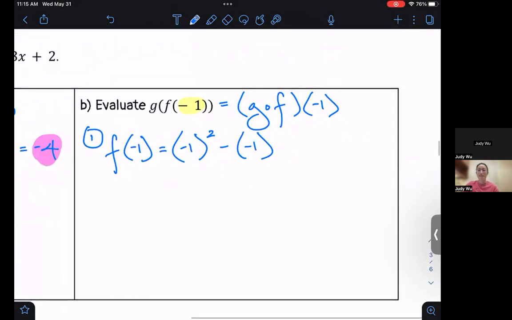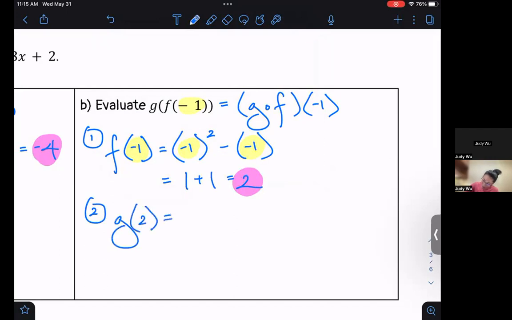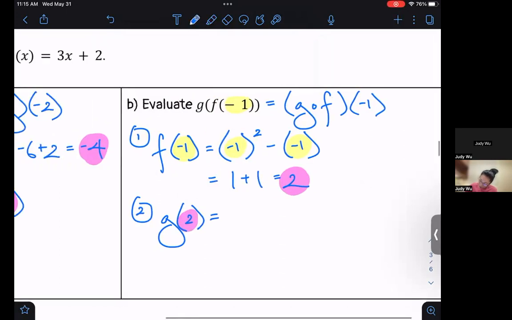Wow, it's almost like I want us to practice working with our positive and negative numbers, right? We get 1 plus 1, which is 2. That means when we plug in negative 1 into the f function, we come out with a 2. And now 2 is the number that we plug into the g function. Okay. Now we're plugging 2 into the g function, which is 3 times 2 plus 2.